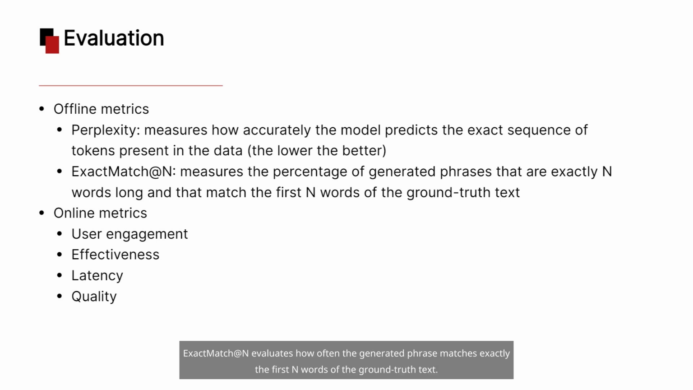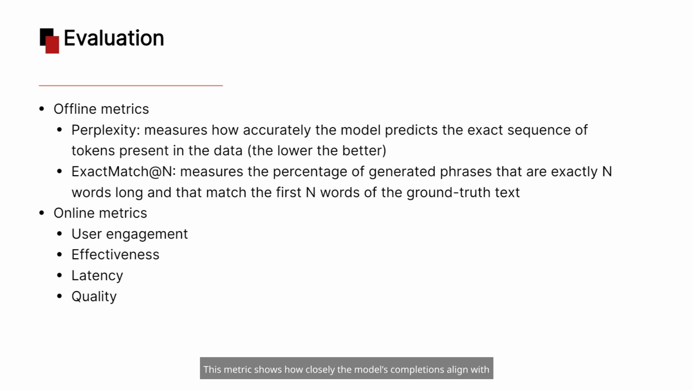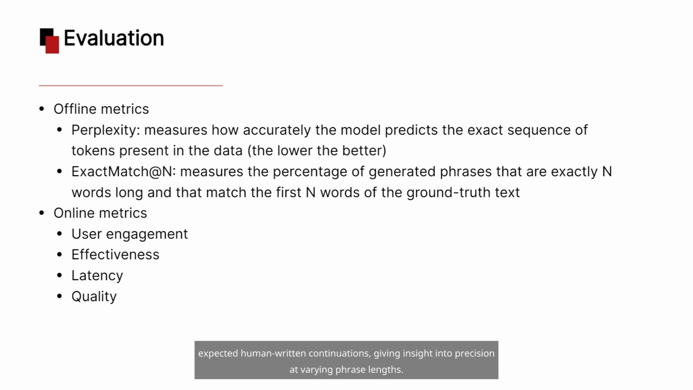ExactMatch N evaluates how often the generated phrase matches exactly the first n words of the ground truth text. This metric shows how closely the model's completions align with expected human written continuations, giving insight into precision at varying phrase lengths. Moving to online metrics, these measure real-world user impact once the model is deployed. User engagement tracks how often users accept or interact with Smart Compose suggestions, reflecting usefulness and satisfaction. Effectiveness measures whether the suggestions actually help users compose emails faster or with fewer errors.